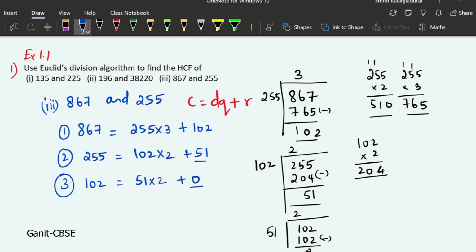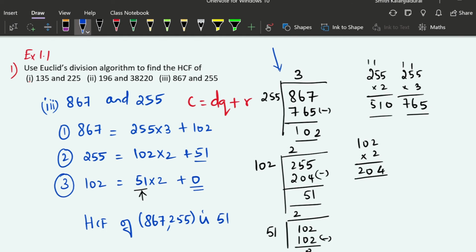When we get the remainder as 0 in a particular step, the divisor will be the HCF of the numbers. So the HCF of 867 and 255 is 51. Simple. We just have to follow the long division. You can get the answer easily. Thank you.